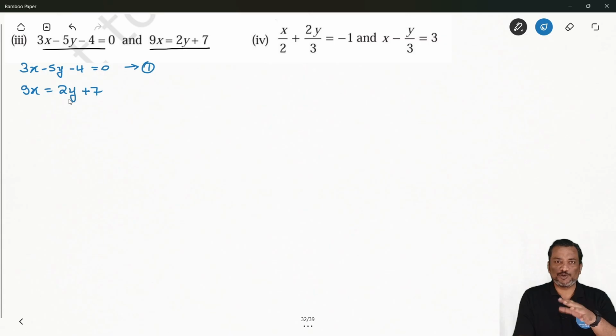The second equation is a little jumbled, so first we arrange it. So you can transpose 2y from the right side to the left side, and the same with plus 7, also transpose from the right side to the left side. So we can say you got 9x minus 2y minus 7 is equal to 0. Now you can take this as equation 2. Okay, so now our both equations have come.